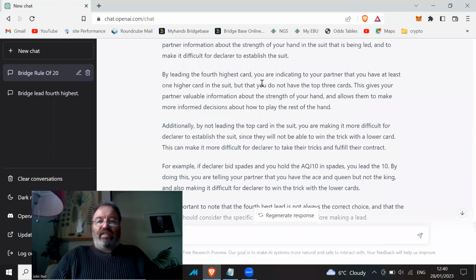By leading the 4th highest card, you are indicating to your partner that you have at least one higher card in the suit. Hey? But you're going to have 3 higher cards. That's the whole point of 4th highest. 4th highest, and you got 3 higher than that.